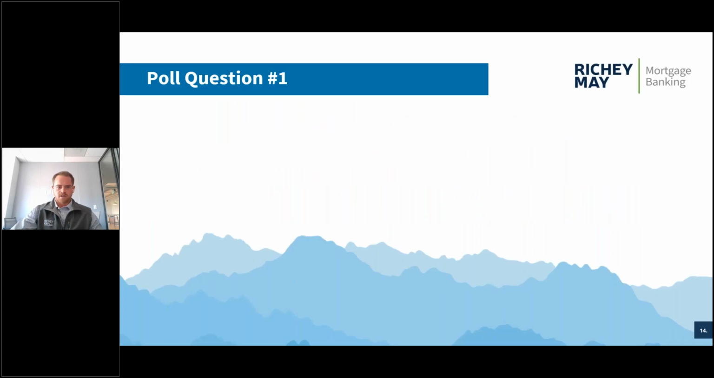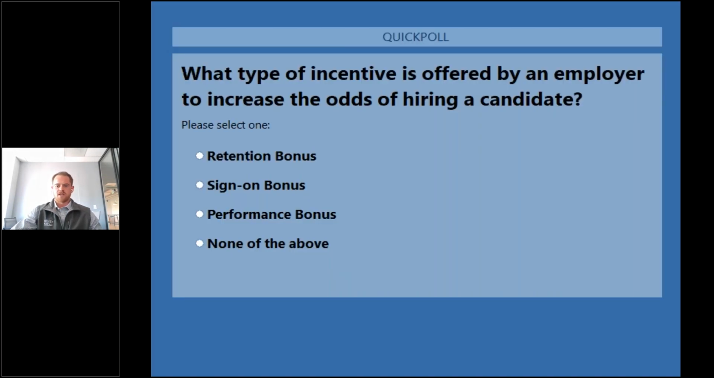So that is going to lead us to our CPE question number 1. The question is, what type of incentive is offered by an employer to increase the odds of hiring a candidate? Option A is a retention bonus. Option B is a sign-on bonus. Option C is a performance bonus. And option D is none of the above.